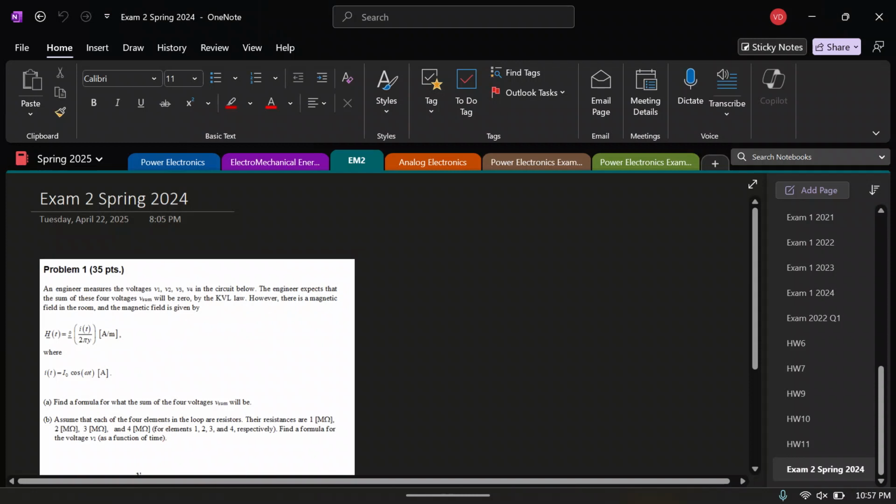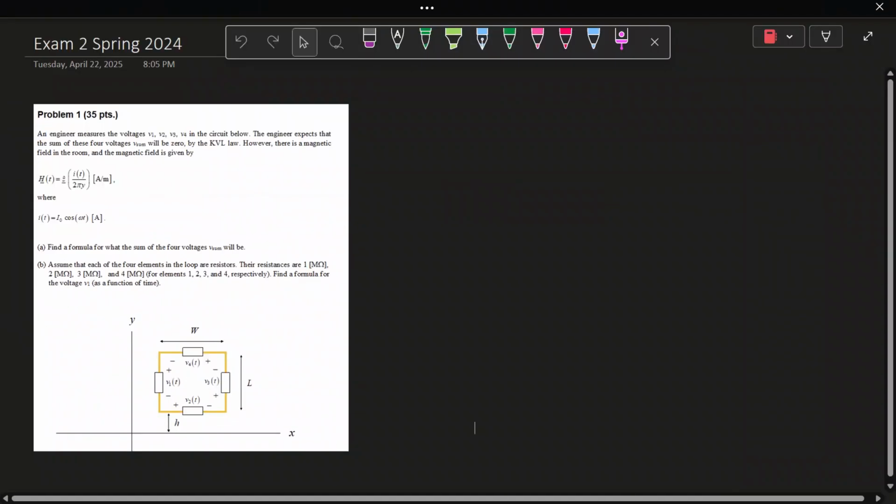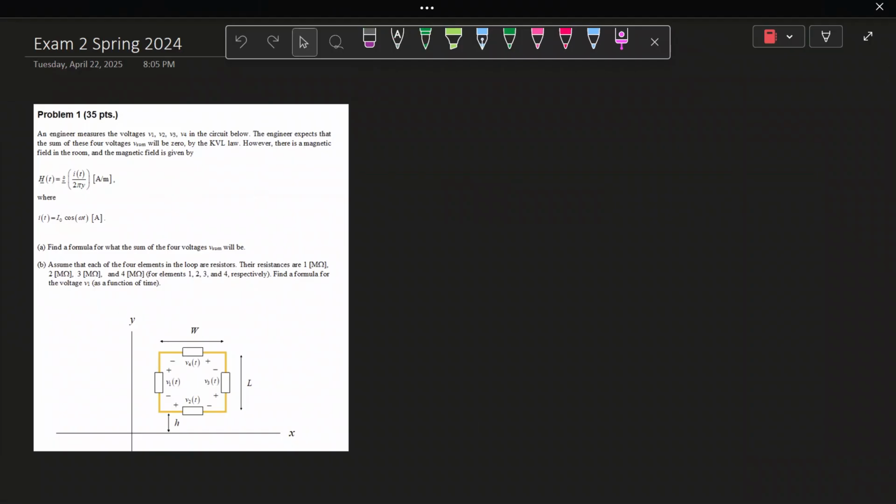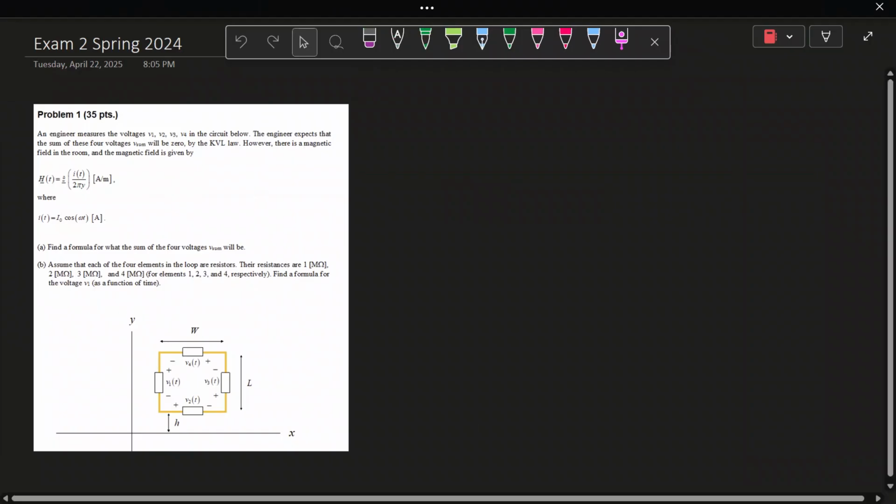Alright, y'all, so tonight we're going to be going over exam 2 for spring 2024. Of course, this is EM, Applied Electricity and Magnetism, and this problem is really a Faraday's Law problem. And of course, we're going to be applying KVL to solve this.